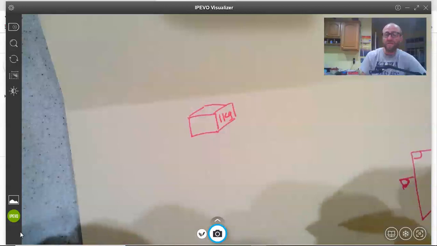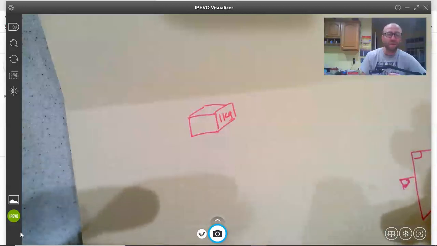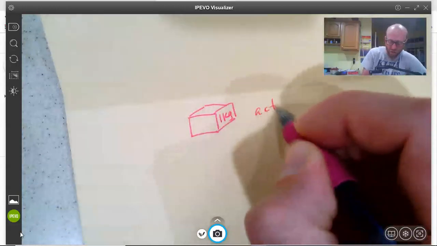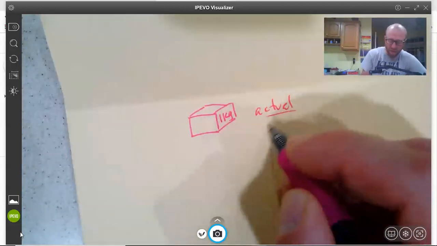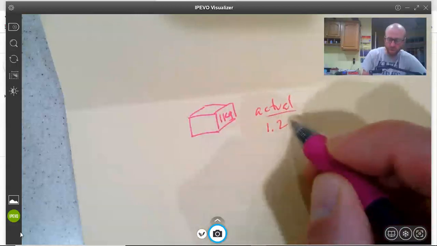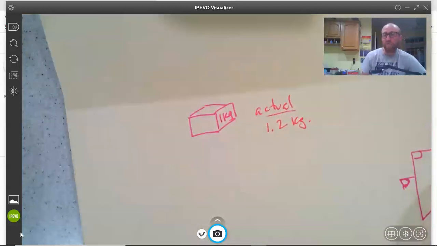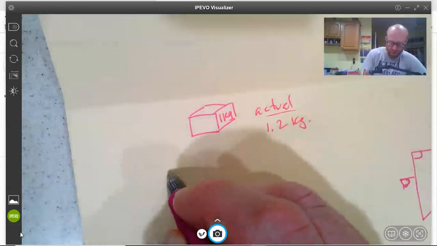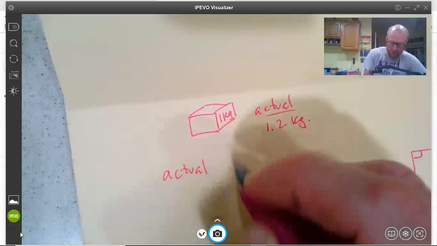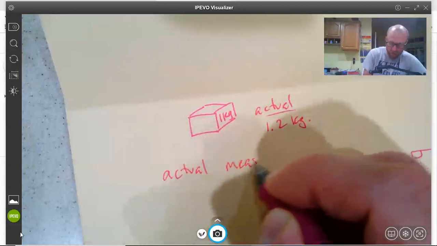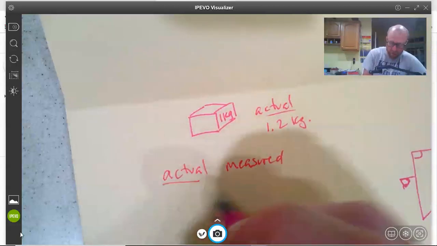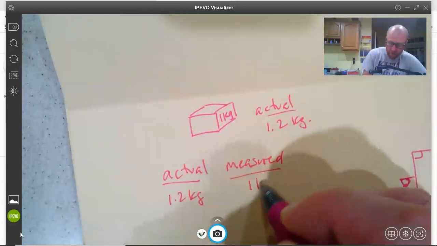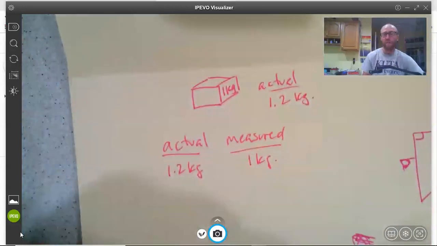But let's say I use a scale that only measures to the nearest kilogram, as well as I can do. And let's say it actually weighs, I don't know, 1.2 kilograms. So my measurement's off. We'll see then, so we got actual and measured. The actual is 1.2 kilograms, and the measured is 1 kilogram.